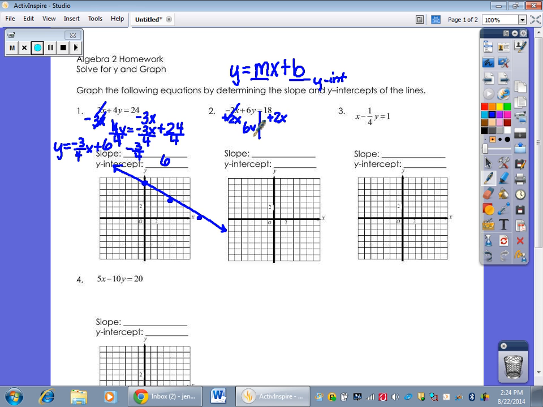leaving you with 6y equals 2x plus 18. And then the next step you should be thinking now is to divide by 6. So when you divide by 6, you end up getting y equals 1/3 x, that's 2/6 reduced, plus 3. So my slope is 1/3 and my y-intercept is 3. Check to make sure that you understand that.